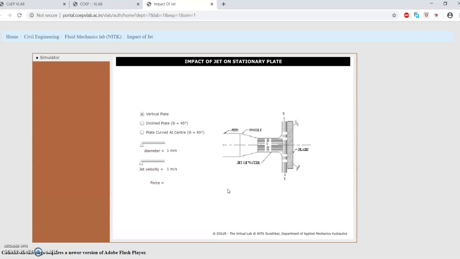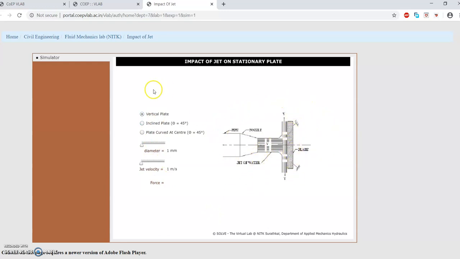Now just try to understand how this is done. If you look at the three types here, vertical plate, inclined plate and curved plate. Here they have fixed the angle theta as 45. If we look at the given conditions, they have given us the diameter, and they have given us the velocity, that is the jet velocity. By changing these three types, we can find the force. So this is our initial figure.